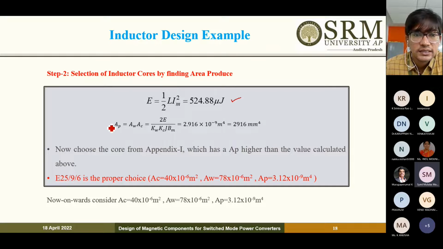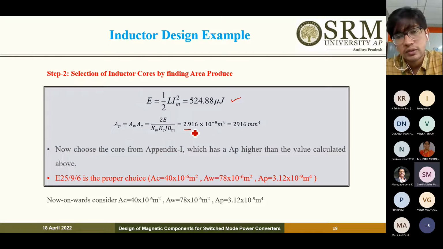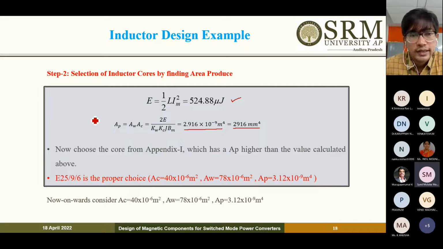Once we calculate the energy, the area product, that is window area into core area, will be equal to 2 times the energy divided by window utilization factor, core utilization factor, current density and magnetic flux density. By substituting all these values in this expression, I am getting the area product as 2.916 into 10 power minus 9 meter power 4. Converting into millimeters, it is 2916 mm power 4. So the area product I am getting is 2916 mm power 4.